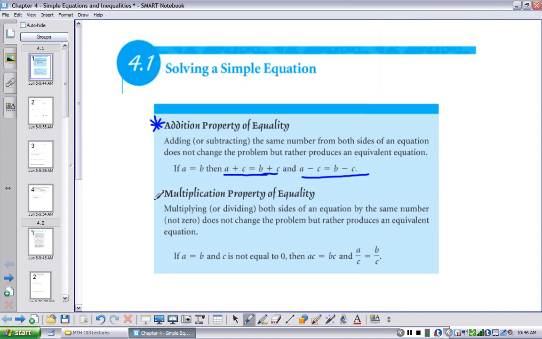The second property is the multiplication property. And what that says is that if we know A equals B, then A times C equals B times C. I can multiply both sides by the same quantity, and the equality is preserved. In addition to that, you can divide both sides by the same quantity. Division is nothing but multiplying by the reciprocal of a particular number. So we can multiply both sides by the same number, or divide both sides by the same number.